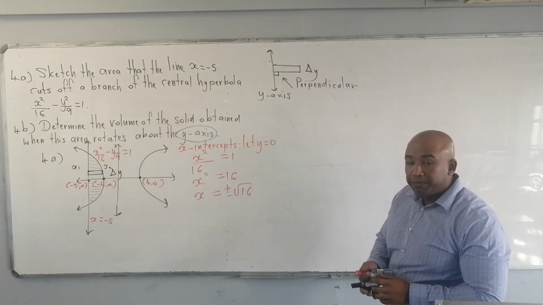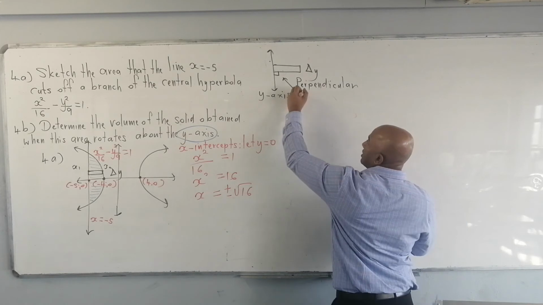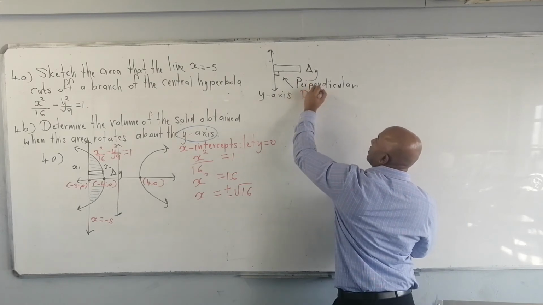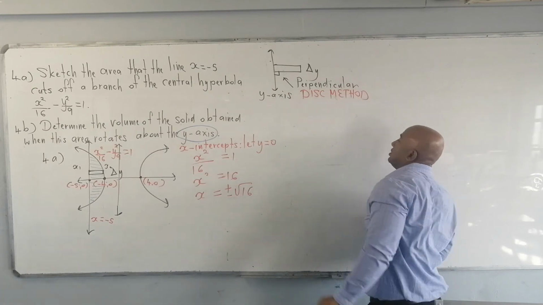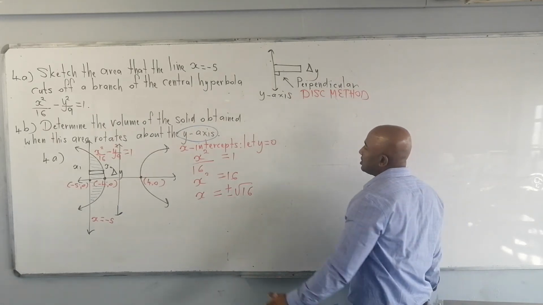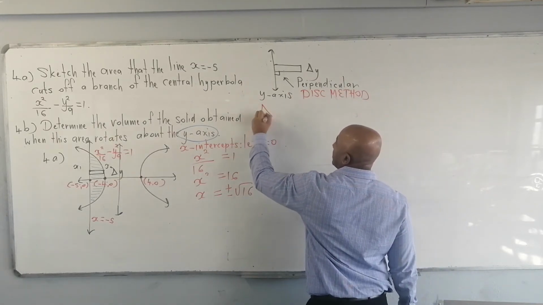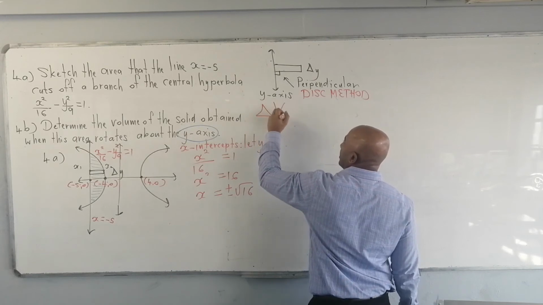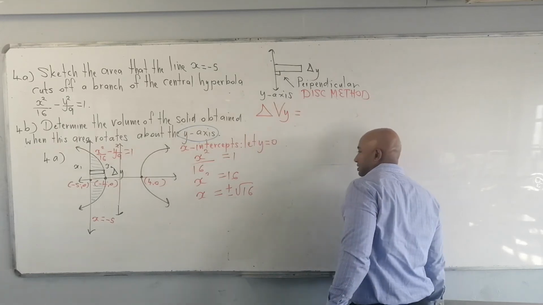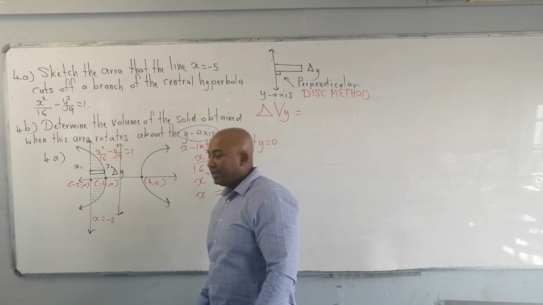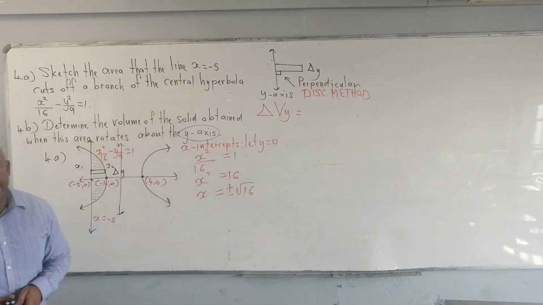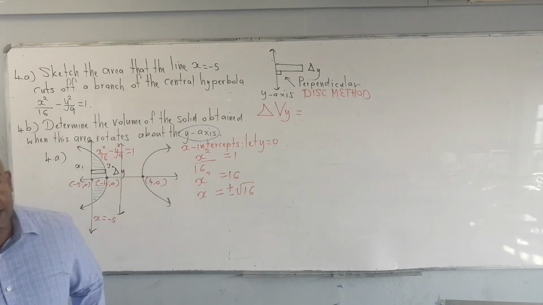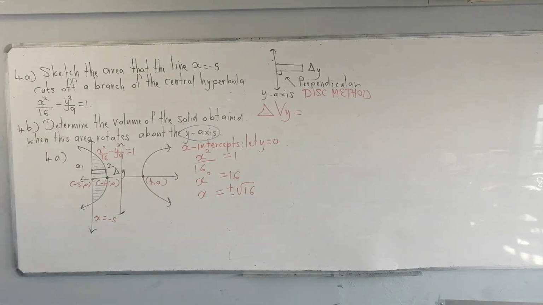Right, so if it's perpendicular, I told you, you must always remember that you are using the disk method because it's the only method that you are using at the moment. So we're going to go delta V y. Remember your radius is measured in terms of x. So you need to write down the formula, substitute, and integrate.